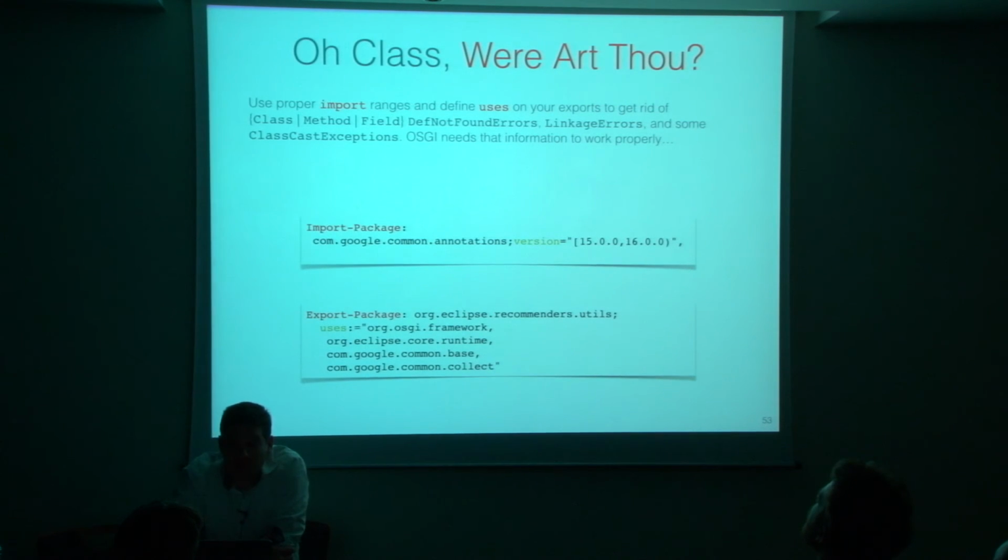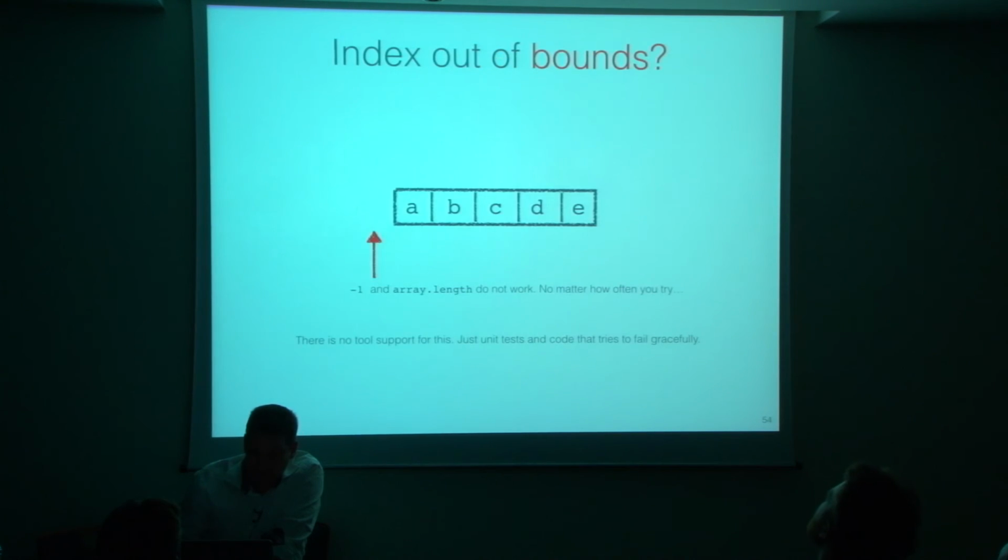Yeah. Class not found definitions, linkage errors, class cast exceptions, they all mean that you don't maintain your metadata in OSGi properly. You should use uses directives, you should use version constraints, you should use all these things. And having the numbers in the back of your head of 12% of all errors are caused by this, maybe you can reconsider the way how you maintain your MANIFEST.MF files.